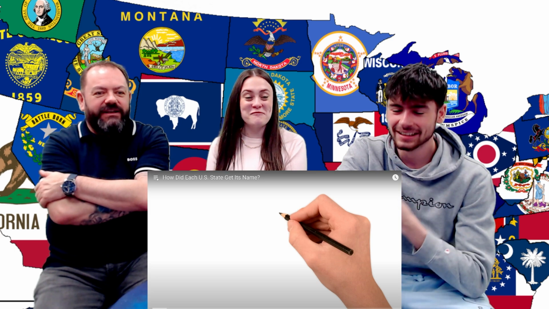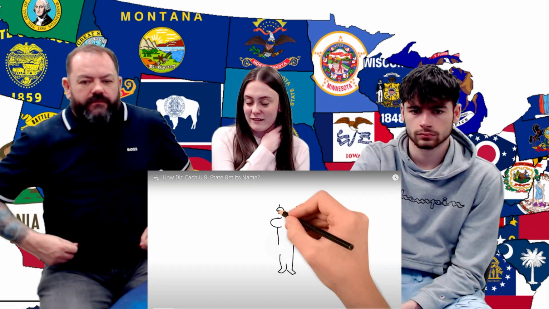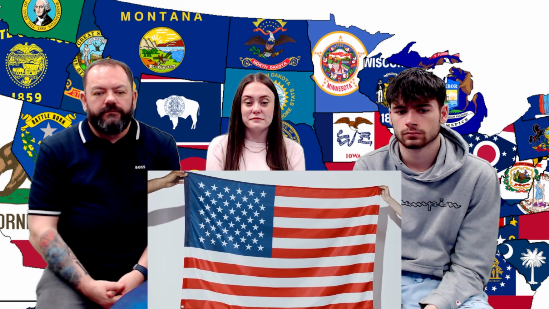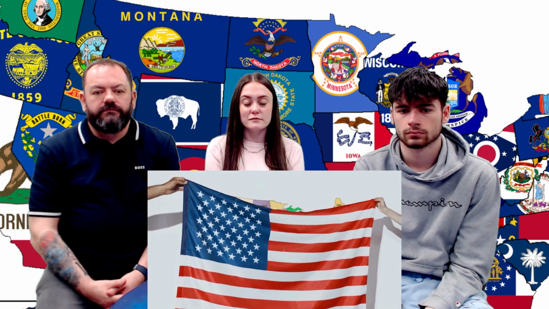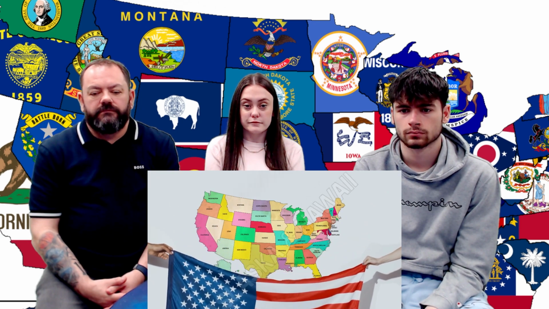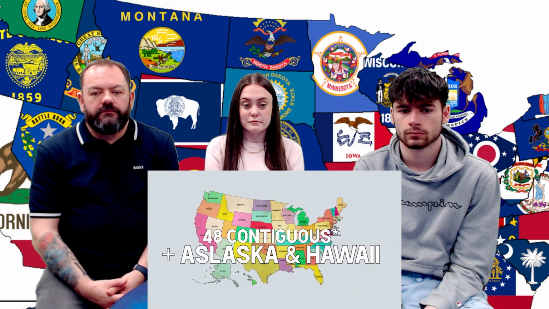Let's find out. How did each US state get its name? The United States of America are a federal country. Their territory is therefore divided into 50 states, 48 continental plus Alaska and Hawaii.